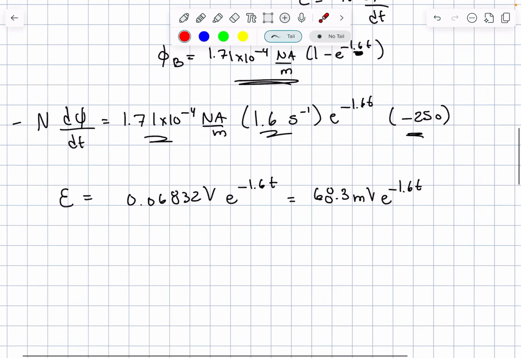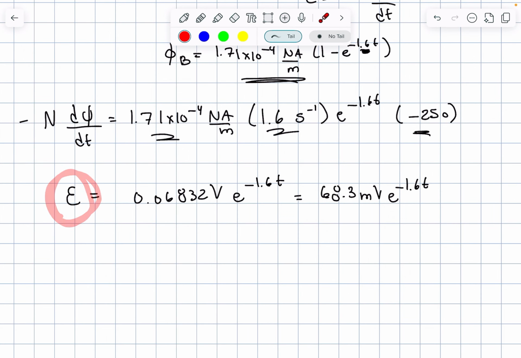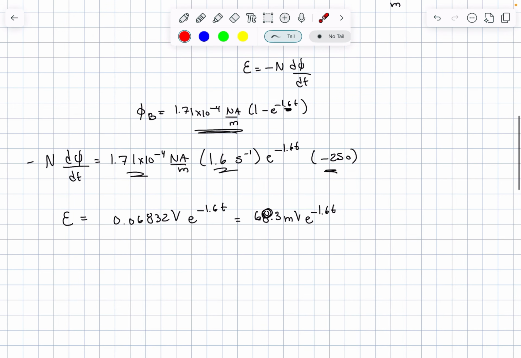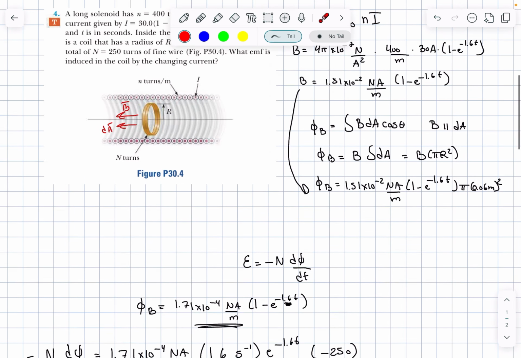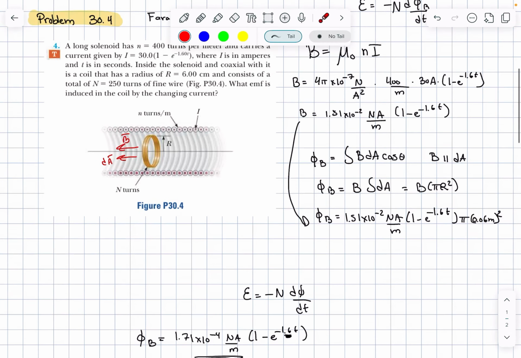The units are important here because we know an EMF has units of volts. I should make this clear, this is an 8. And then this has units of per second, so the units cancel out, and my answer is just going to be something in millivolts. Okay, so that is it for this question. All they wanted us to do was figure out what was the EMF that was induced by this change in current.